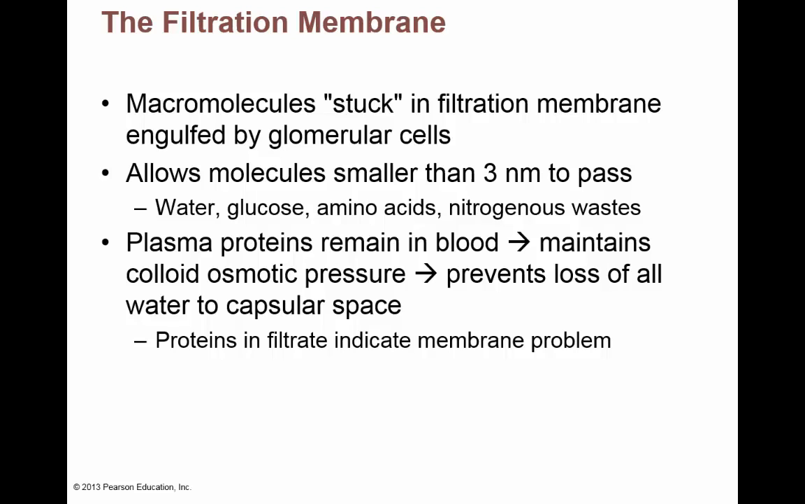We don't want all the water to end up in the renal tubule. By having some of those proteins stay, it maintains what's known as your colloid osmotic pressure. This colloid osmotic pressure is blood pressure due to the proteins that are in the blood itself. The fact that there are proteins in there, mostly the albumin, means they're holding on to the water itself, larger volume, larger pressure. So it prevents loss of all your water into the space inside of here. Otherwise, all your water would leave your blood.